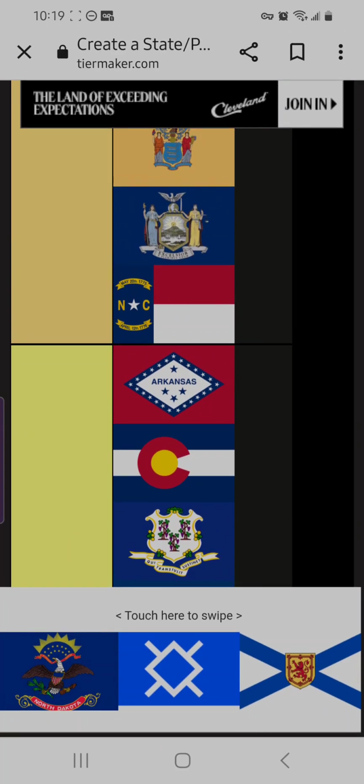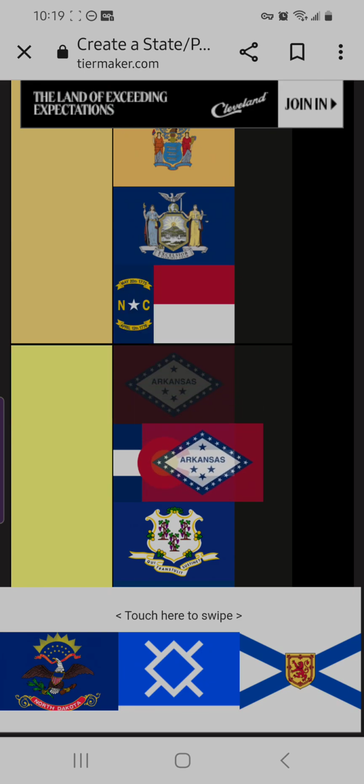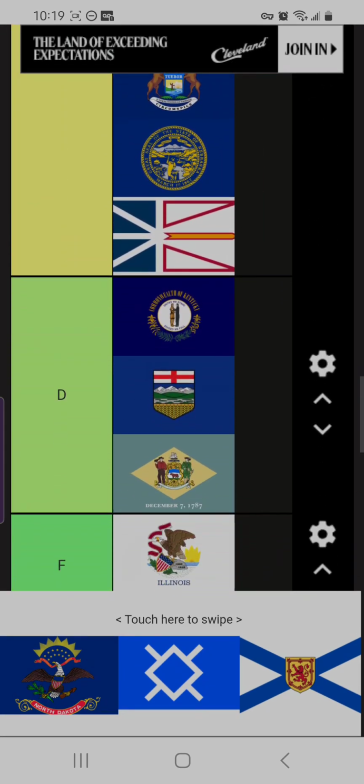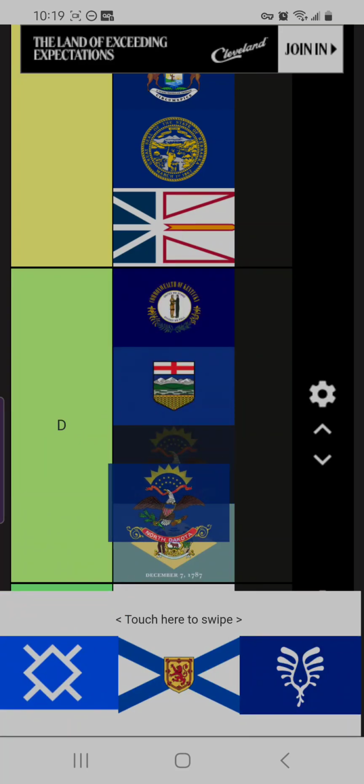North Dakota. Pretty basic. Actually, this seal kinda is meh. Meh actually means not good, slightly bad. The eagle doesn't really look the best, and the spiky design is unique, giving them a high D tier flag.